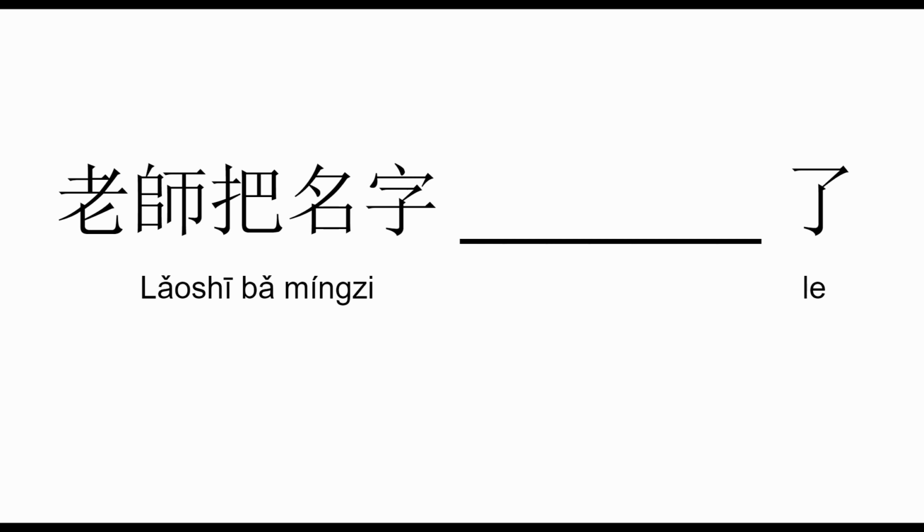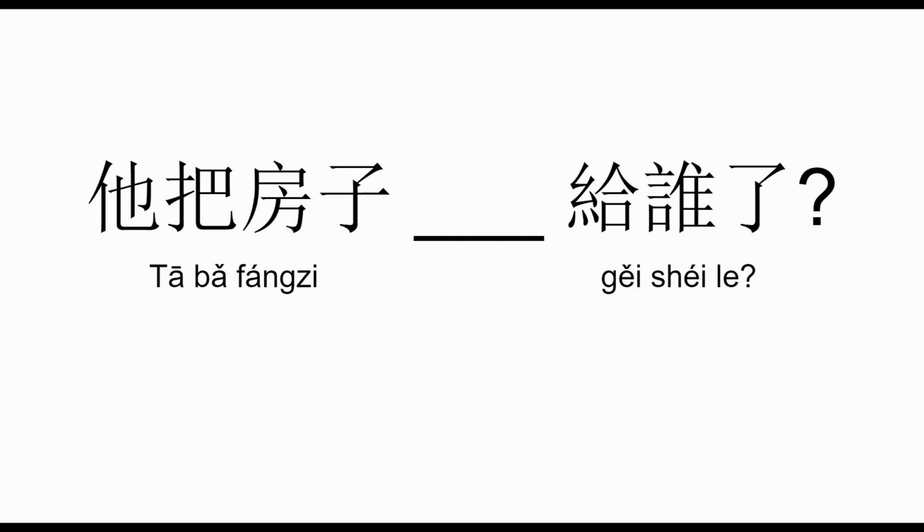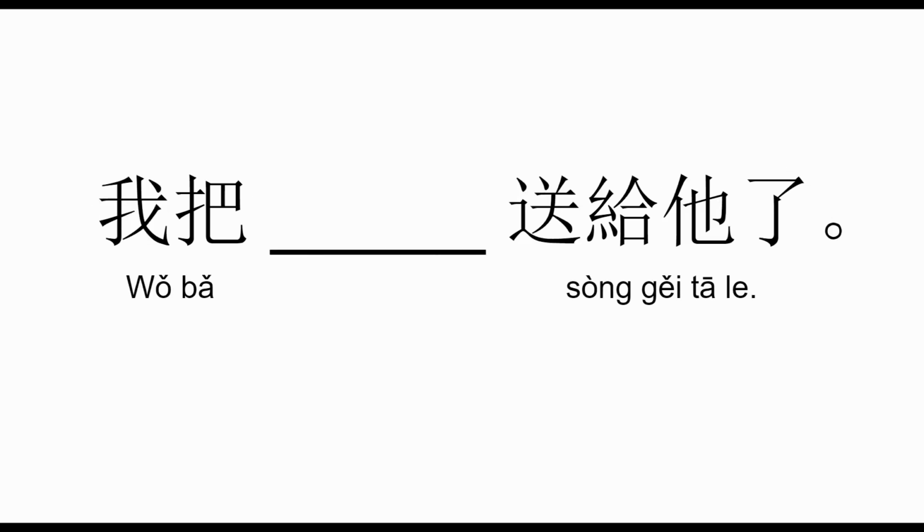念错了。他把房子 Beep. 给谁了？So he sold the house, right? 他把房子卖给谁了？Who did he sell the house to? Mr. Bean? Okay. 我把 Beep. 送给他了。我把礼物送给他了。礼物, present. I sent him the present.